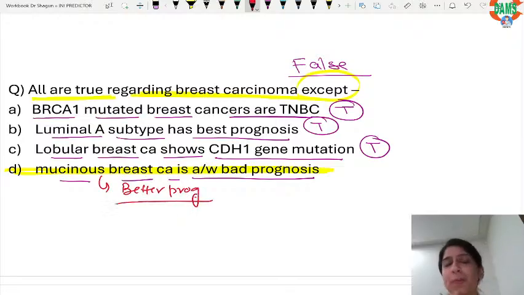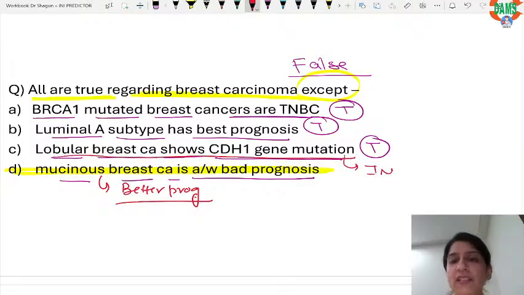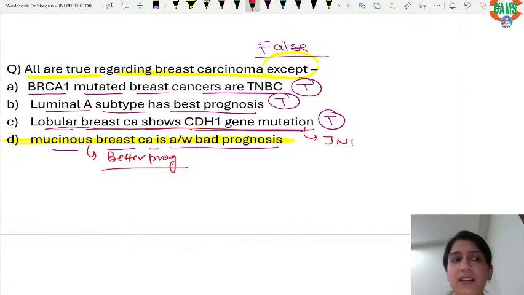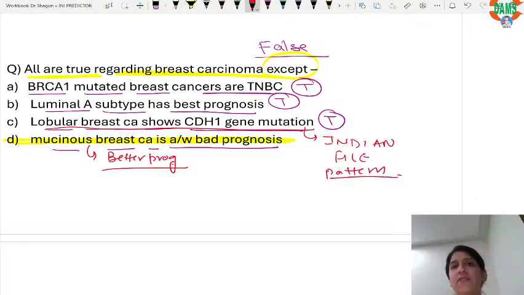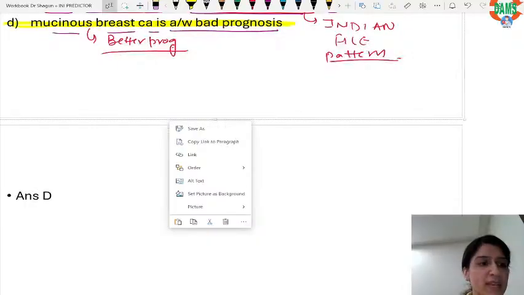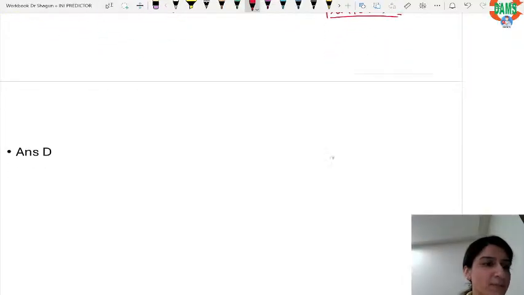But still, breast carcinoma is a very important topic. I want to talk about some important points here. First, lobular breast carcinoma, CDH1 gene mutation. That is why in these people, you will see a classical Indian file pattern on microscopic examination. Very, very important.